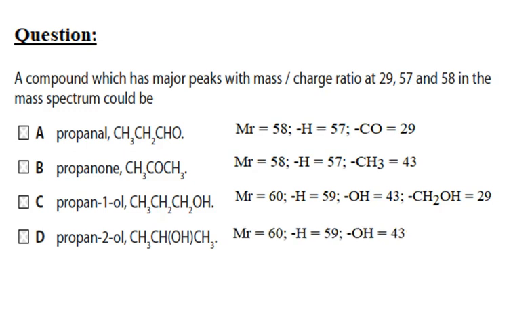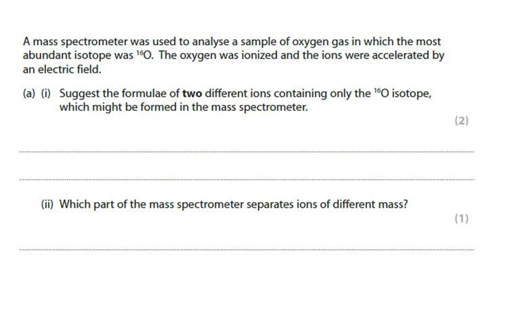Propan-2-ol. Molecular mass is 60. If you remove a hydrogen, it's 59. There is no way it's going to give you 58 or 57. Okay, and the OH is 43. So my answer is A. Do we understand why the answer is A? Okay, let's try another one.